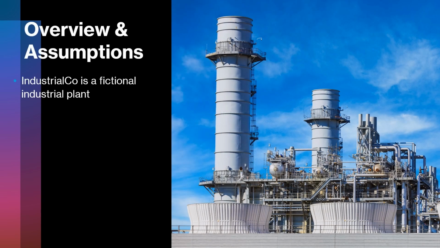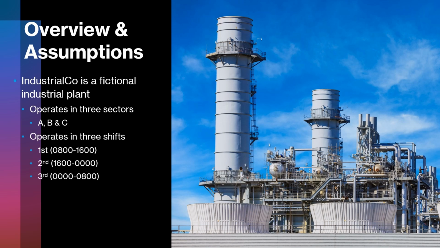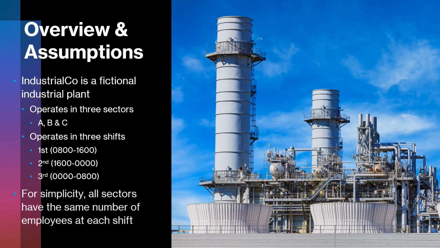Okay, let's go over a few things to keep in mind with this case study. IndustrialCo is a fictional industrial plant, so the data I generated myself for this project. We will also make a few assumptions. IndustrialCo is split into three physical areas, sectors A, B, and C. The plant operates on three shifts. We have first shift, which is day shift, second is evening shift, and third shift is a night shift.